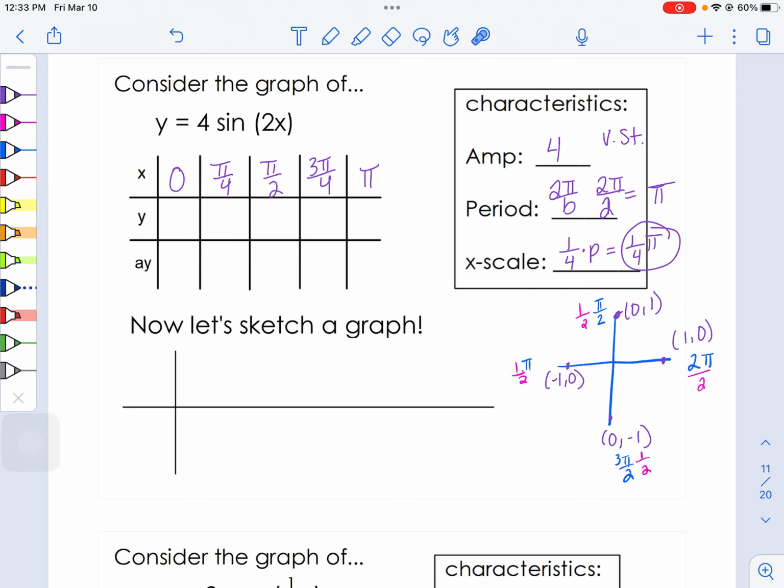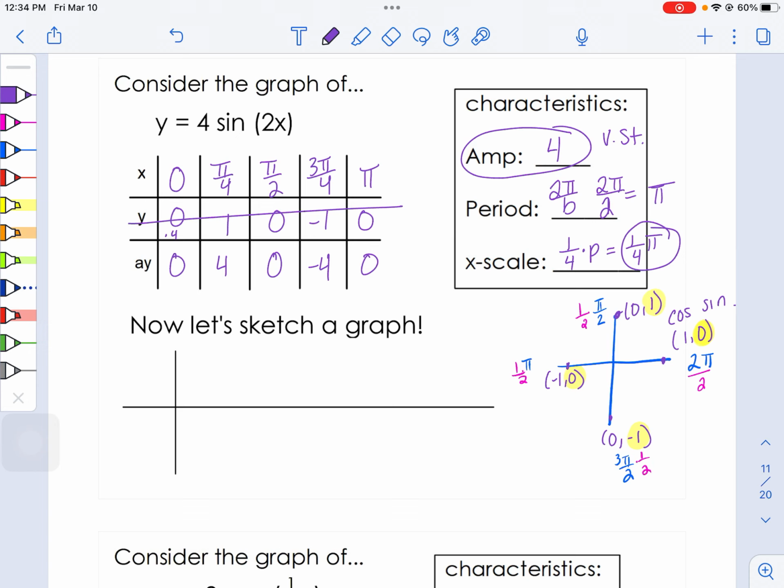Okay, now to find my values for sine at these places, I'm looking at the y coordinates. Remember on my unit circle, it goes cosine, sine values, so I'm going to look at my y values. Sine is going to go from 0 to 1 to 0, back to -1, back to 0. That's my parent function. Now my amplitude changed by 4, so this is going to be my a times y column. I'm going to multiply all of these by 4, so 0, 4, 0, -4, 0.